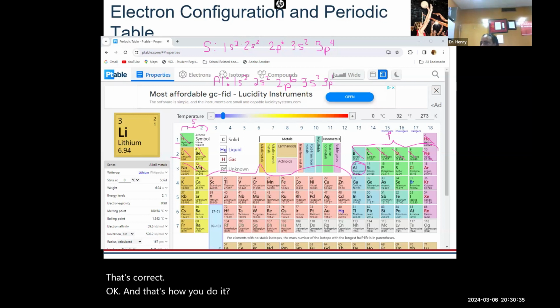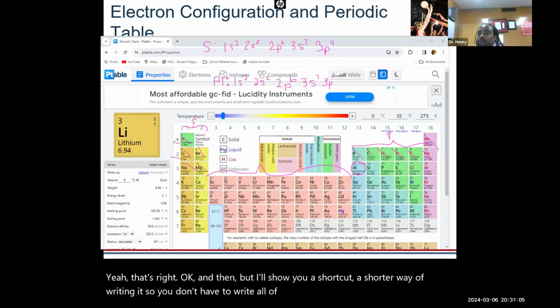Okay, questions? Okay, perfect. Oh wait, I have a question, sorry. So okay, we always start at the ground, the 1s2, for all of the elements. Yep. Okay. But I'll show you a shortcut, a shorter way of writing it, so you don't have to write all of them. We can make it a little bit shorter. But I'll show you that when we get back.